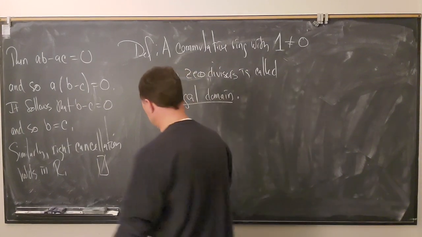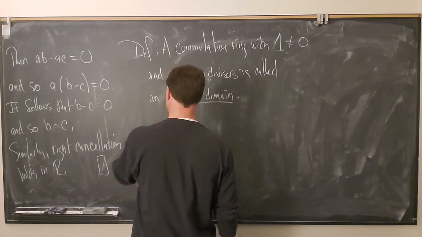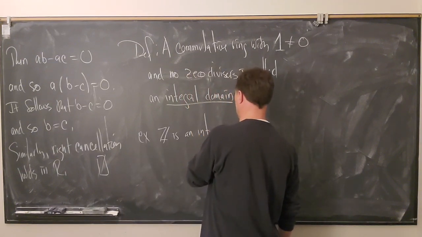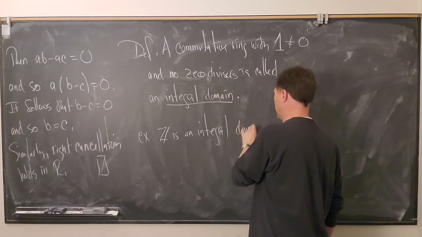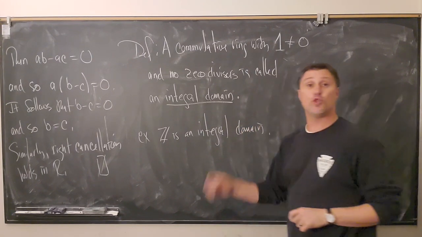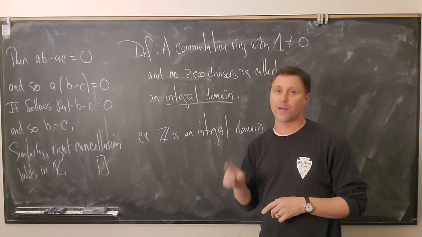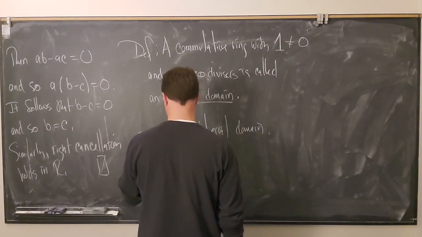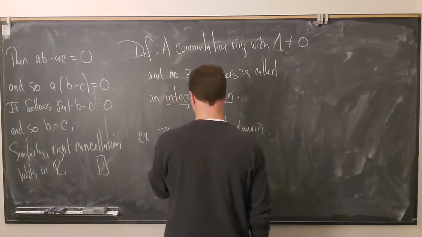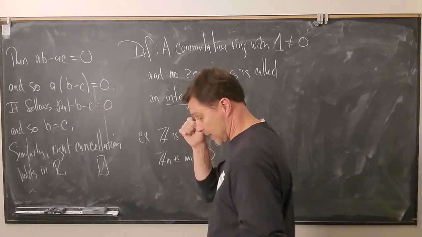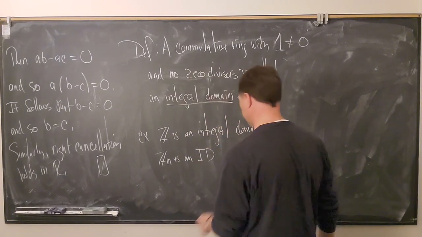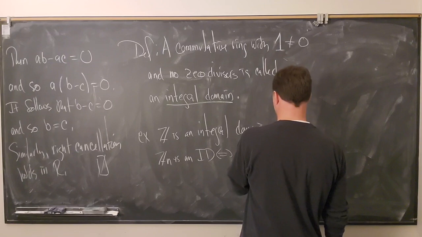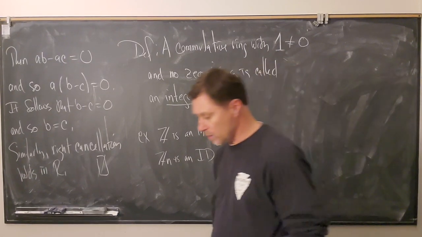So here are a few examples. Z is an integral domain. If you take two non-zero integers and multiply them together, you're not getting zero. Zn is an integral domain, which I usually abbreviate capital ID, if and only if n is prime. That follows from the computations we did earlier.